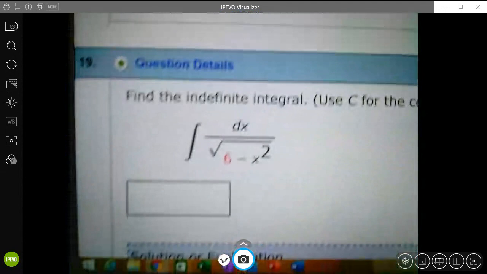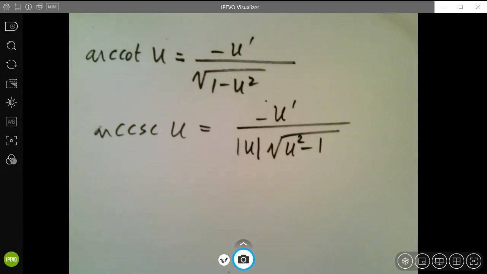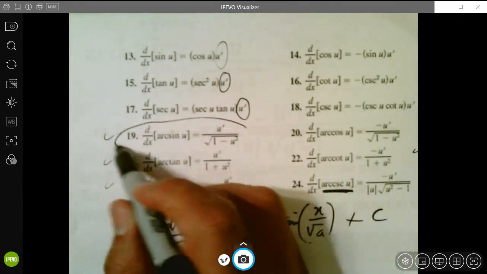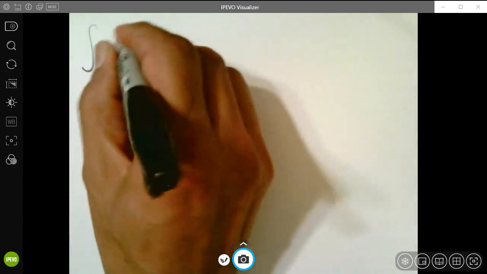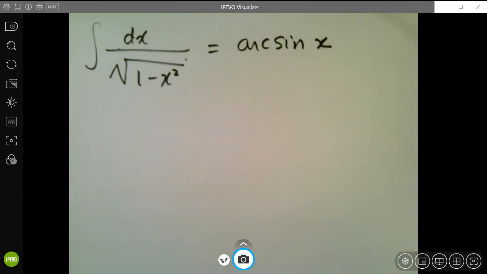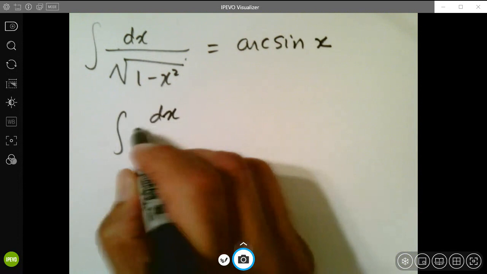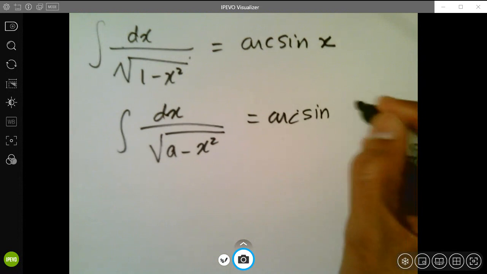Now let me give you number 9 for instance. This one reminds me of arc sine. If you look at the table, that's why I'm telling you this one is kind of famous: 1 minus u squared. Let me give you another formula. 1 minus x squared, we said, is arc sine of x. But if you change this to some number, it will be arc sine of x over square root of that number.